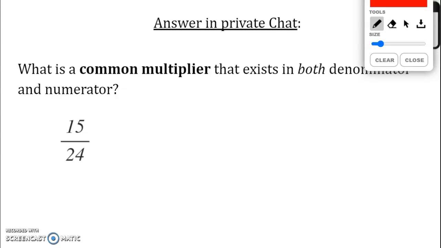Okay, I hope you've had a chance. When I look at 15 and 24, they're not even. That means 2 is not going to be helpful for us. So let's try 3. Is 15 divisible by 3? Yes, because it's 3 times 5. Is 24 divisible by 3? Yes. So 15 is the same as 5 times 3, and 24 is the same as 8 times 3. So then here is my giant one, which cancels away, and so you're left with 5 over 8.